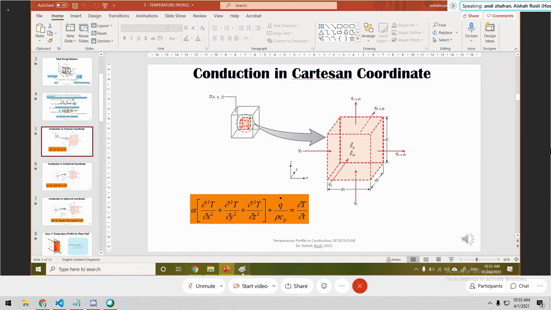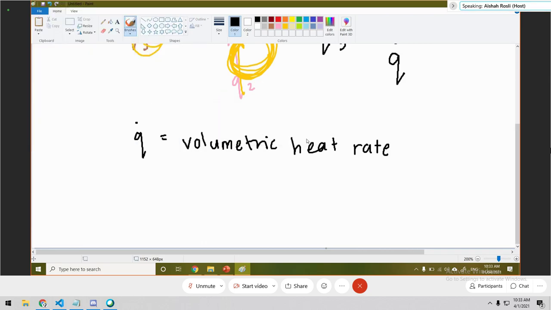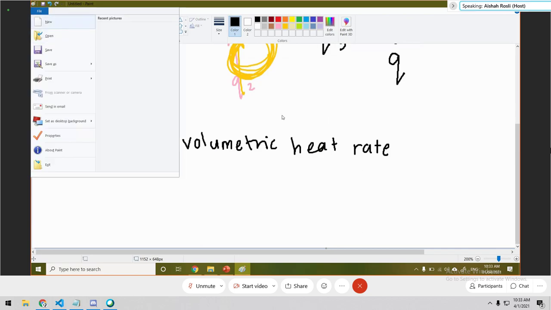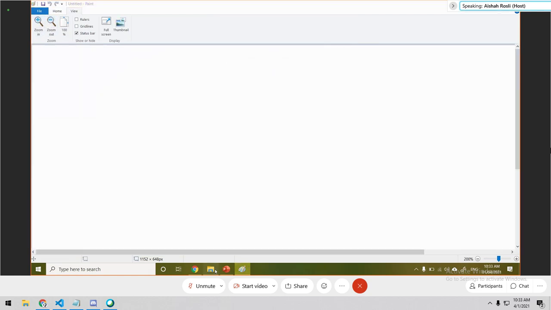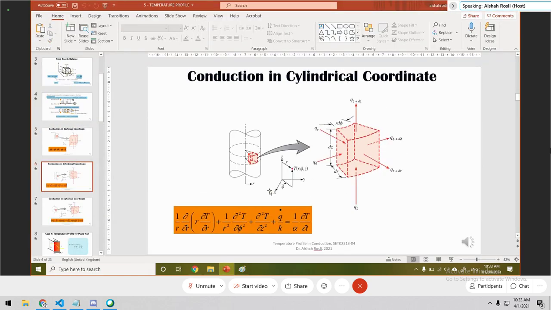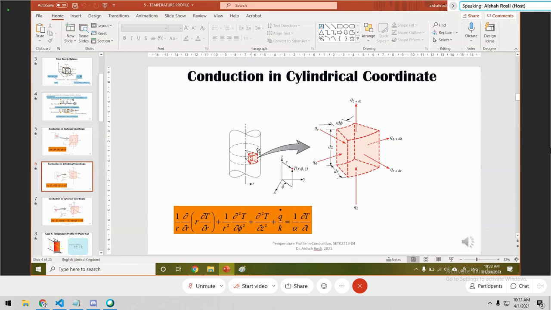All right. If there are no questions, let's move on to something a little more complicated. The second system you will see is the cylindrical system. In this cylindrical system, you can see that in the R direction and the Z direction, the height and the radius are pretty much in a straight line.